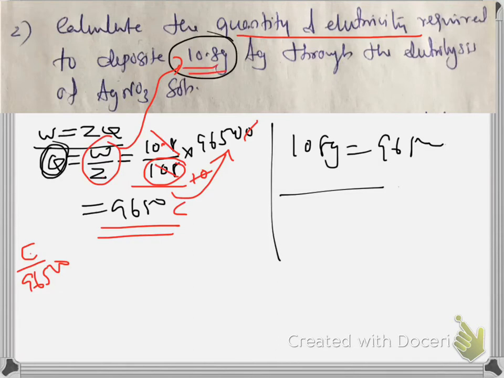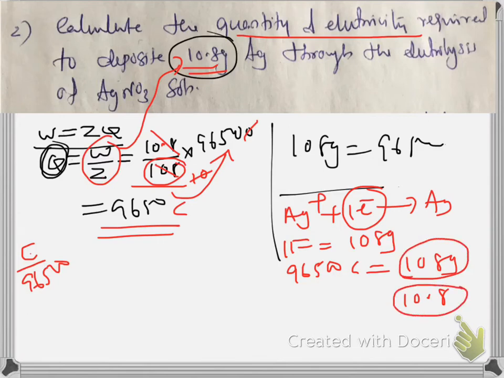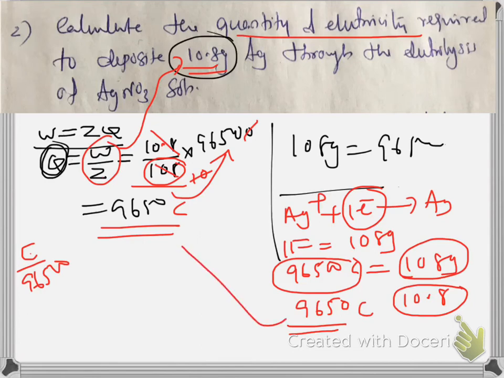But at the same time, conceptually we can say that the equation for silver is Ag plus plus 1 electron gives Ag. This means 1 Faraday of electricity deposits 108 gram silver. That means 96500 coulomb can deposit 108 gram. The question is 10.8 gram, 1 by 10th of this quantity. Then 1 by 10 quantity of electricity is needed. 9650 coulomb is required. Again the same answer.